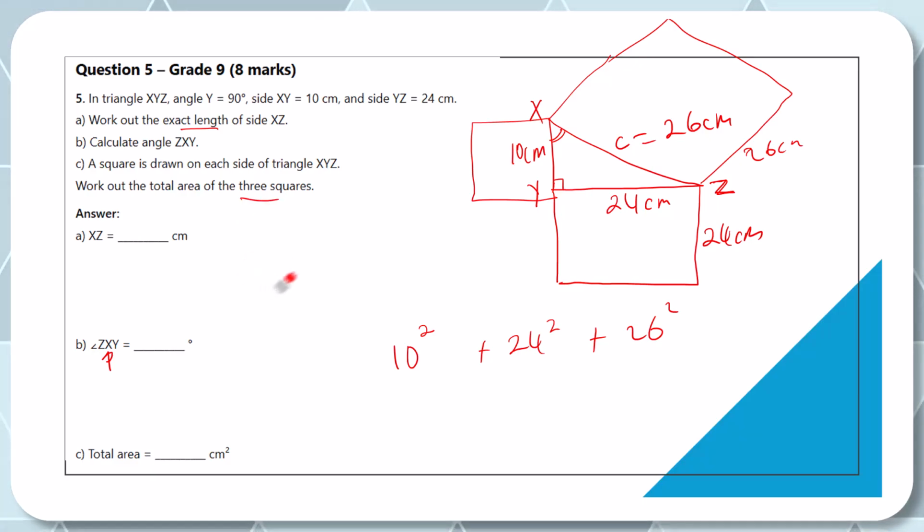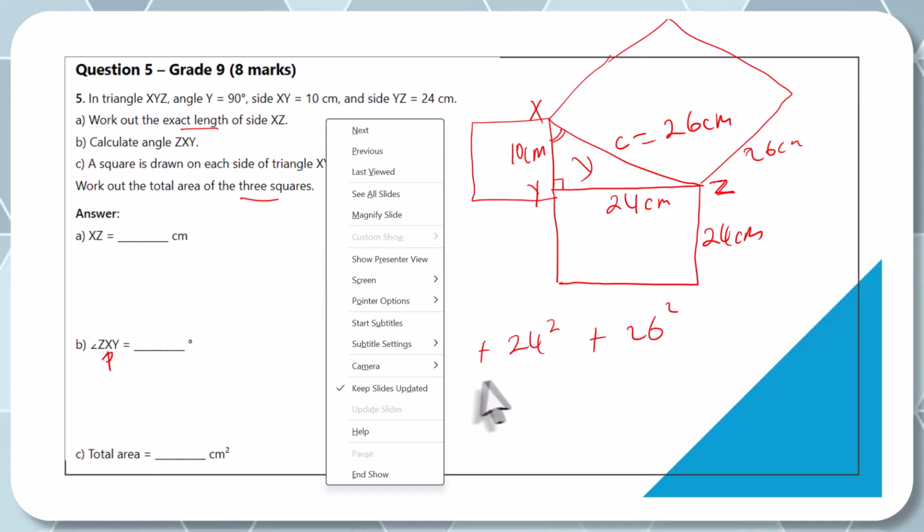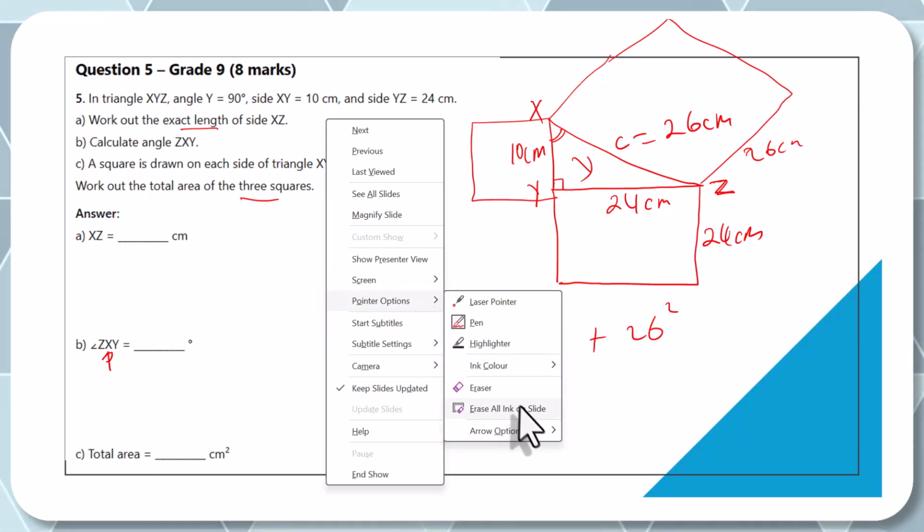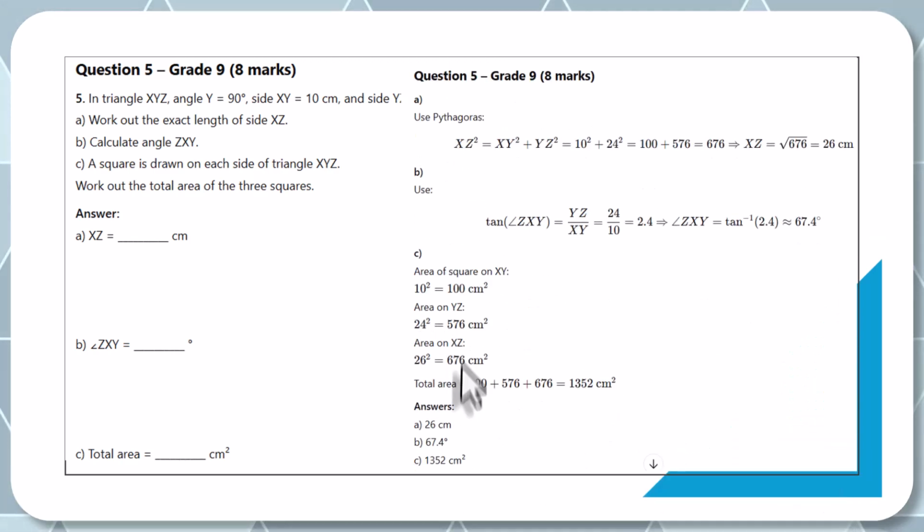That's it. They didn't ask us to work out the area of the triangle, so we're not going to do that. Now, if I show you the answers again, if the mark scheme is correct, then your answer should be 1352. All right, that's what the answer should be. Okay. Now, that's going to be the last question we are doing. So that was Pythagoras and trigonometry, starting all the way from grade 5 to grade 9.